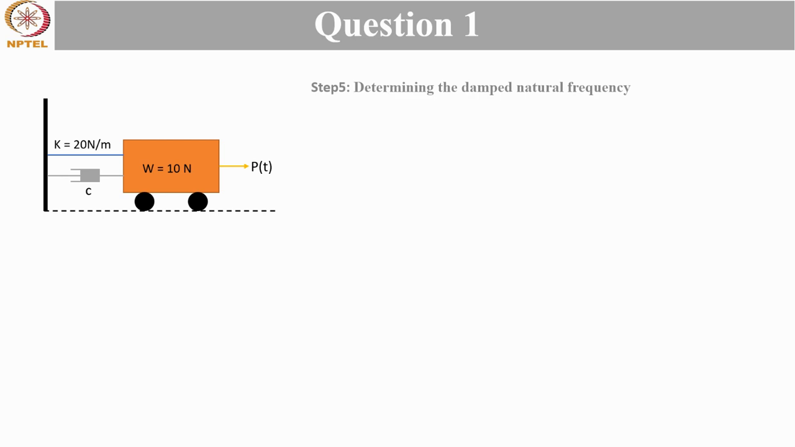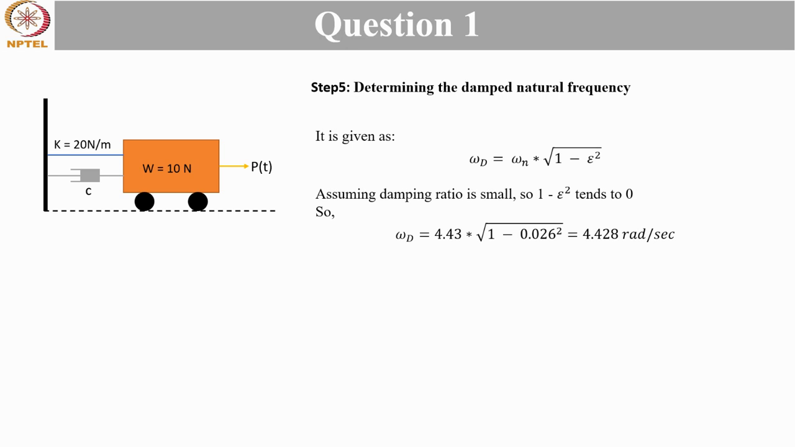And finally, step 5 was to determine the damped natural frequency, omega d. So we know omega n, we know the damping ratio. So omega d is given as omega n times under root of 1 minus epsilon square. Here we don't need to assume the damping ratio to be small. I mistakenly wrote that. You can directly put the omega n and the epsilon value, and you will observe that omega d is equal to 4.43 times root of 1 minus 0.026 square, which is equal to 4.428 radian per second.